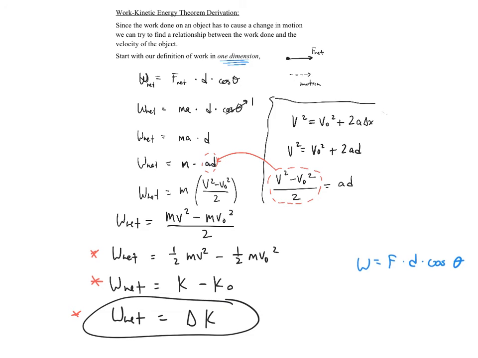Yes? I'm confused. If you plug something into like, say, W net equals delta K, how would that help you find something? Give me 2 seconds and we're going to get to an exact example on that actually. So we're going to show why we might want to plug something in here.